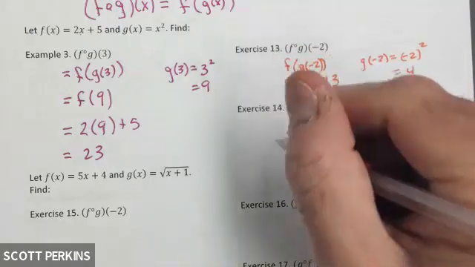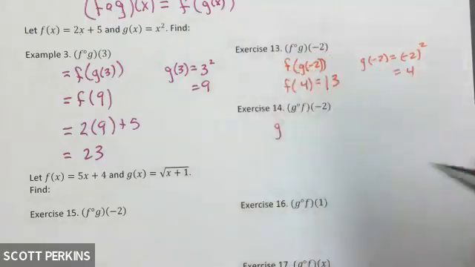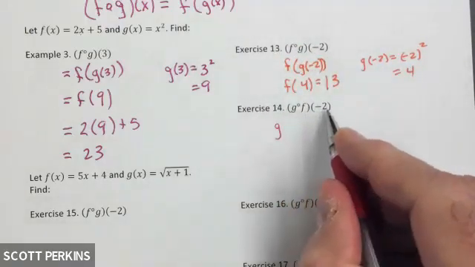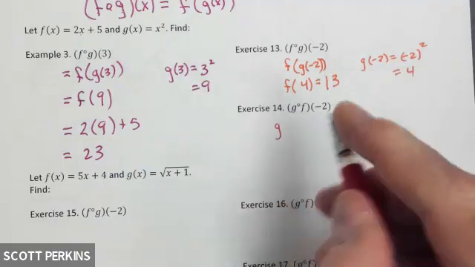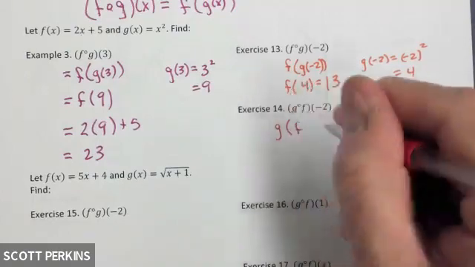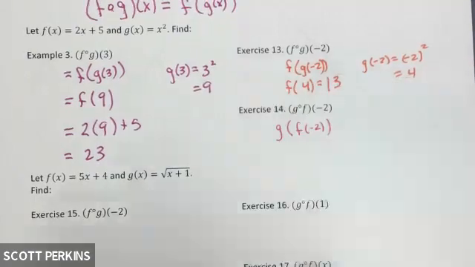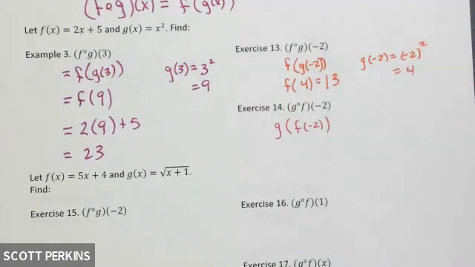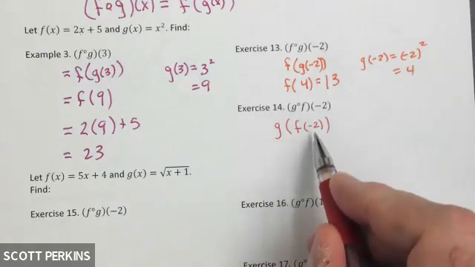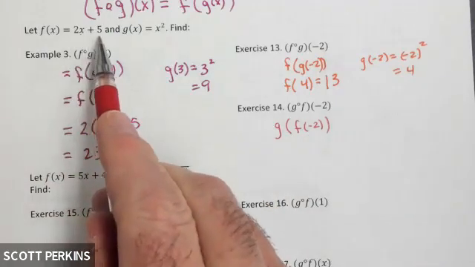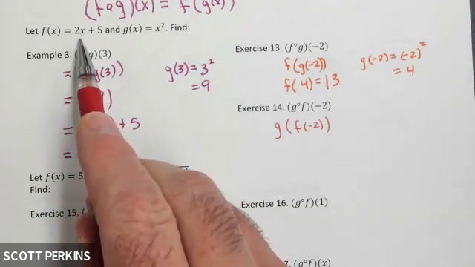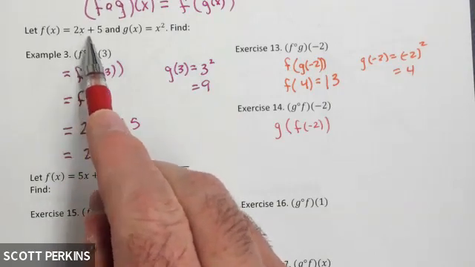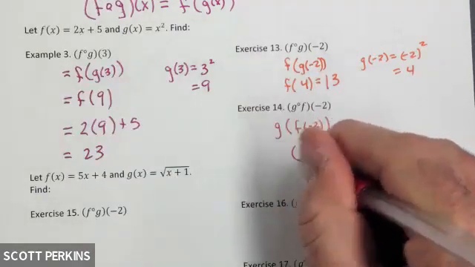This time, I've reversed the order of the letters. So I've got g first. We always just go in the same order that the letters are given in the composition notation. So g, and this time I've got f at -2. So f evaluated at -2. When I take the -2 and plug it into this function f, what do I get? 2 times -2 is -4, plus 5 is 1.